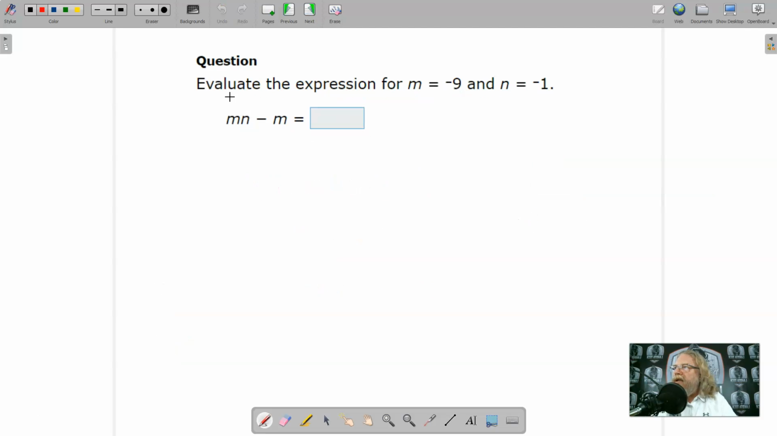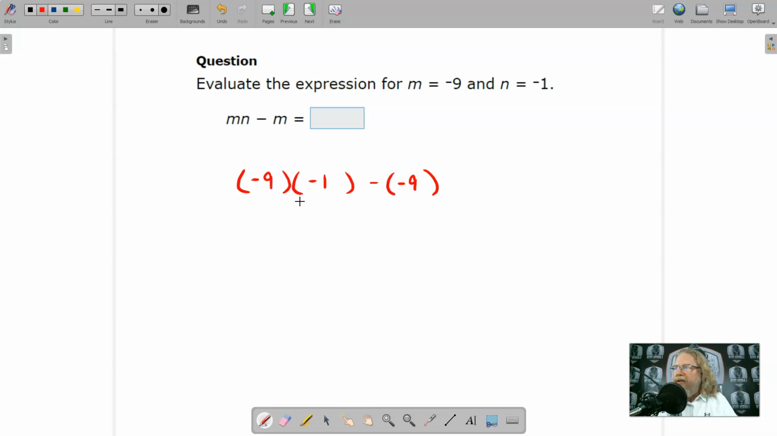On the next question, evaluate the expression for m equals -9 and n equals -1. So let's go ahead and put our parentheses in here. Just rewrite it with the parentheses, to keep you from going wrong on that. Now, m equals -9, n equals -1, and again, m equals -9.